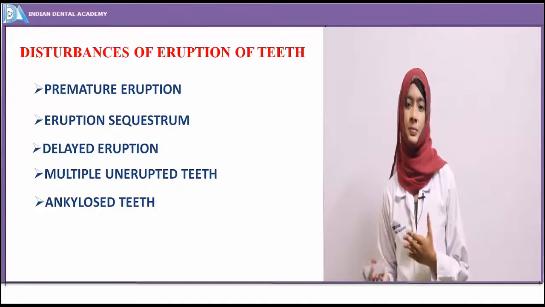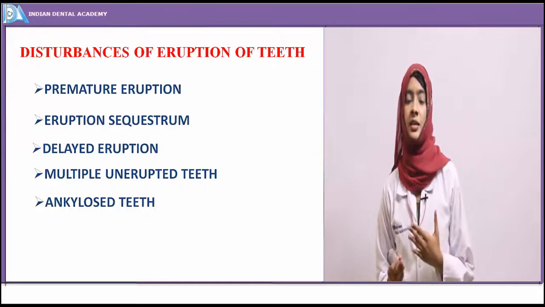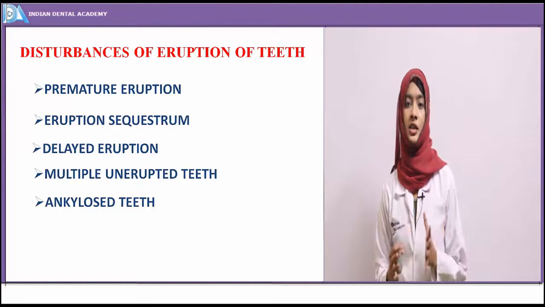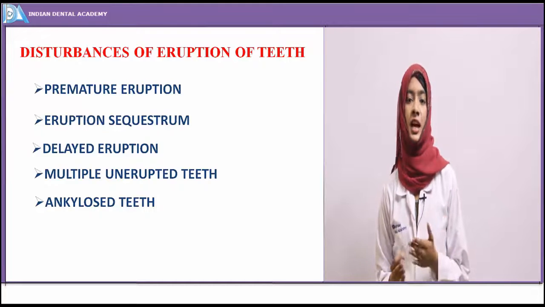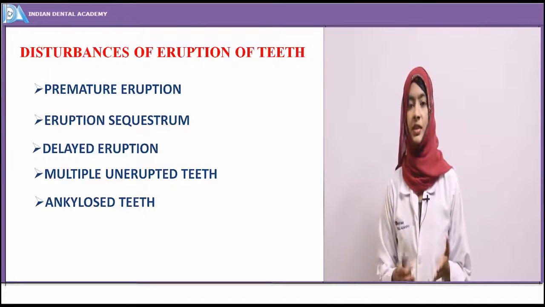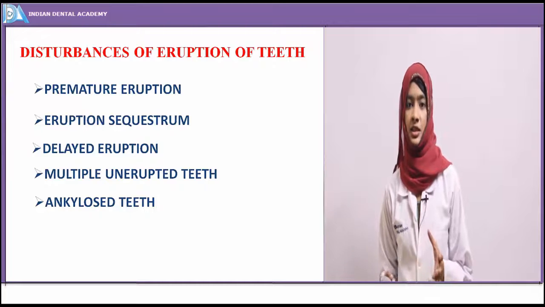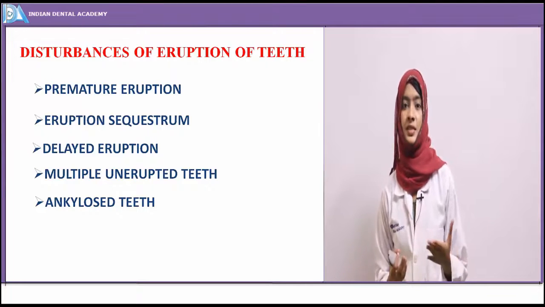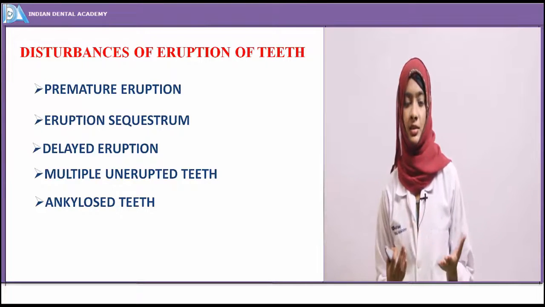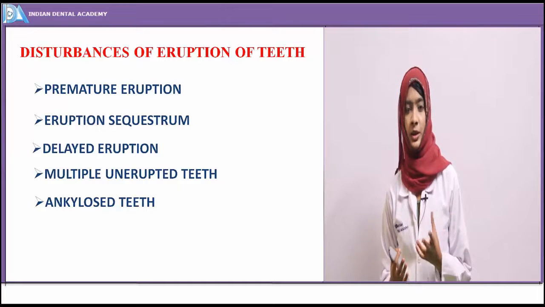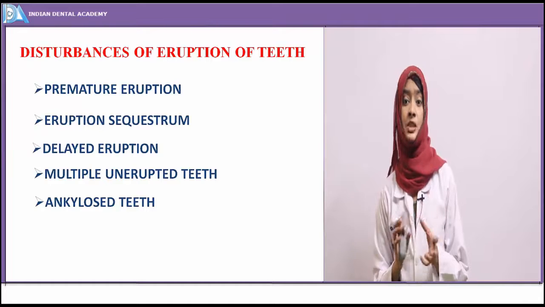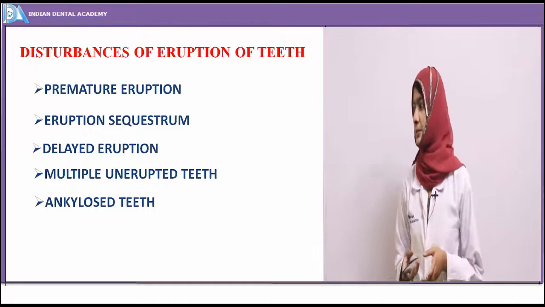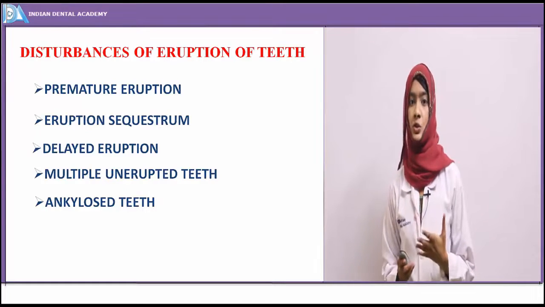After deciduous teeth are shed, permanent teeth replace them. So there is a broad range of variation between the eruption timings of the deciduous dentition and the permanent dentition. Even within the deciduous dentition, the eruption timings may sometimes be different. So first we'll see premature eruption.